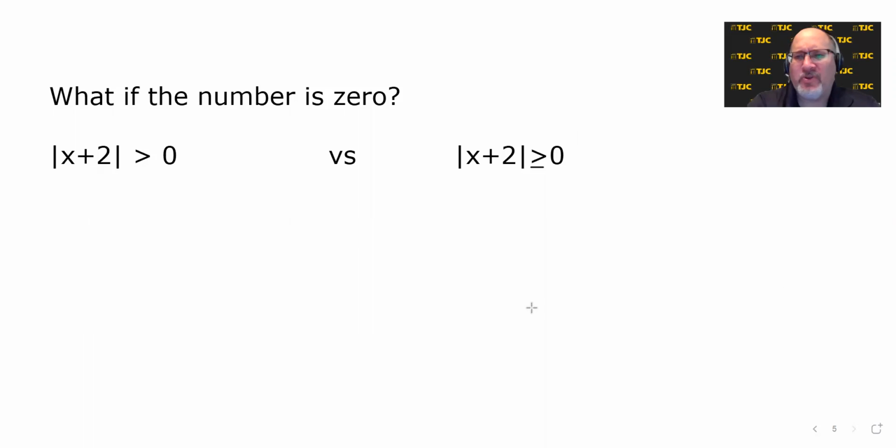So what's the difference between the two? Well, let's start with the one on the right. The absolute value of x plus 2 is greater than or equal to 0. Why am I starting with that one? Well, think about absolute value as a function.